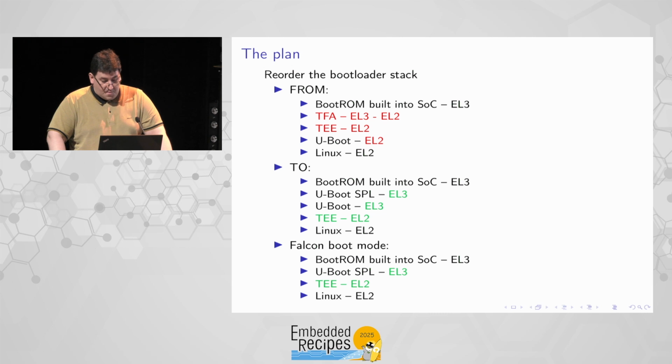The other thing is, U-boot is a massive piece of code. It's at this point running in the highest privilege level, and it's security sensitive, so we probably don't want that. We want to minimize the amount of code that's running in the highest privilege level. So I enabled Falcon boot mode and was able to boot the TEE and Linux together from the U-boot SPL.